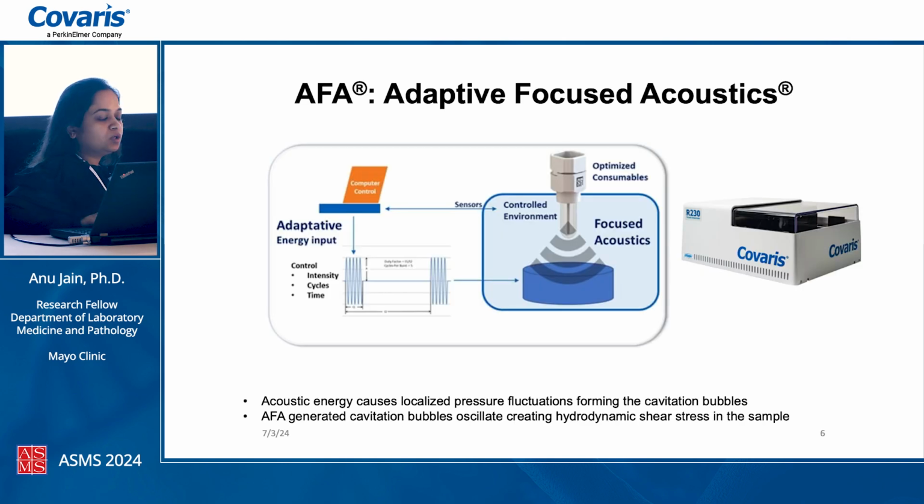So one thing to consider about the AFA technology is that the high energy ultra high frequency which is applied to the sample is happening inside this platform, which maintains an isothermal and non-contact environment. And when the ultra high frequency energy is applied to the sample, it creates the hydrodynamic shear, which is adding an advantage at each step of cell lysis, binding and digestion.